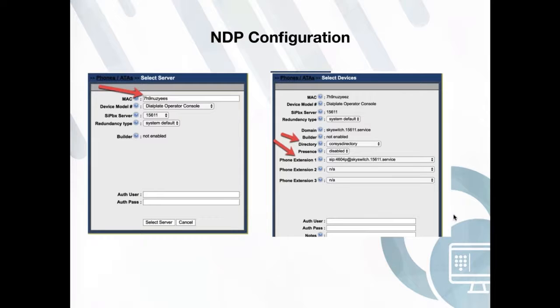So inside of NDP, if you're configuring one of these devices, in the MAC address, you would actually put the license key of the license that you purchase from the store. The license key will serve as the auto configuration address.